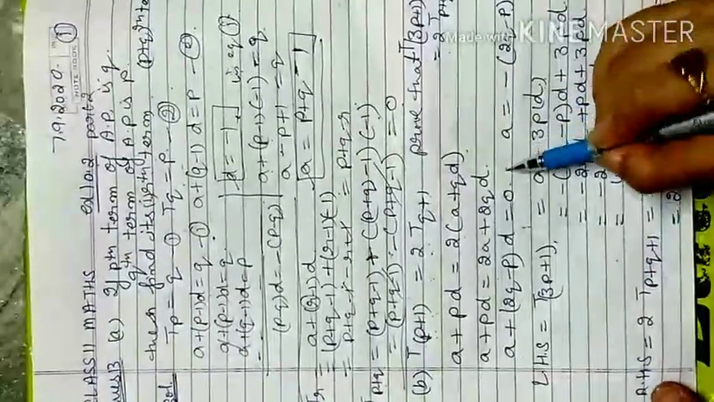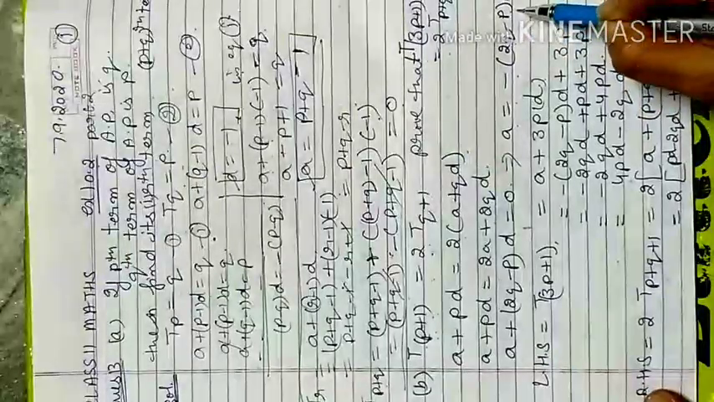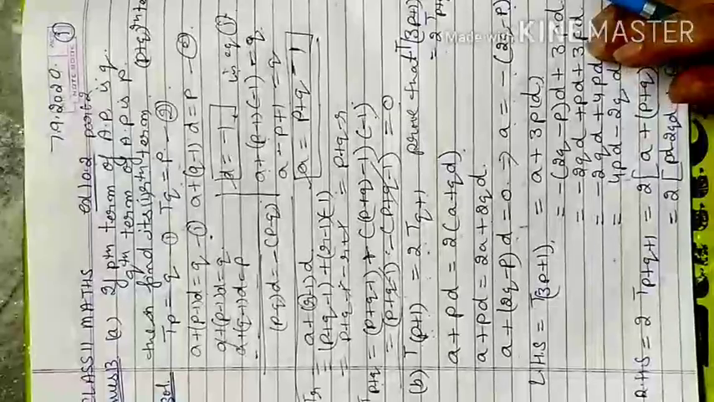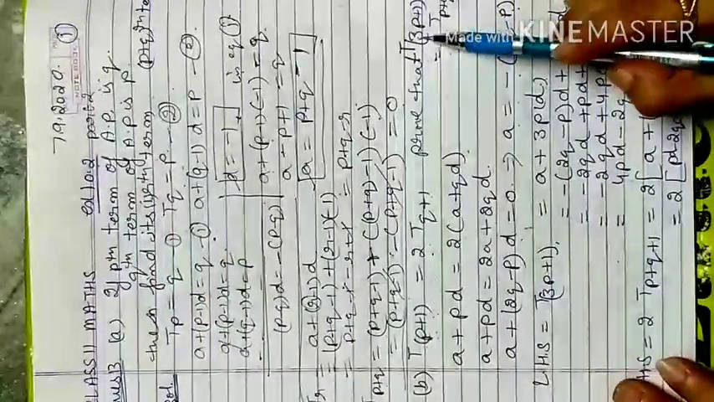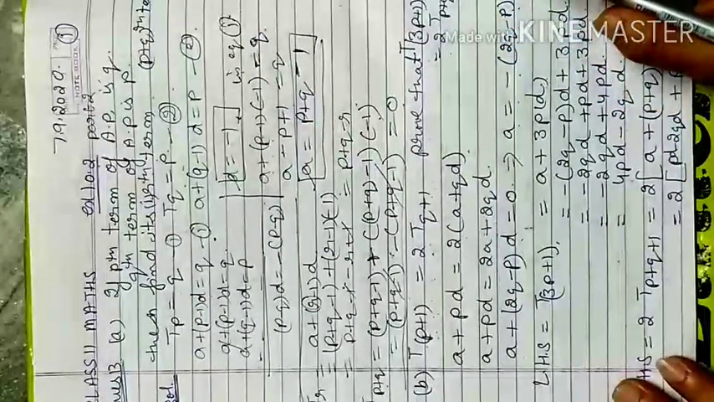From here, if we extract the A value, A is equal to minus 2Q minus PD. This term will be shifted to this side. Now come to what you have to prove. You have to prove that the (P+Q+1)th term is equal to 2 times the (P+Q+1)th term.